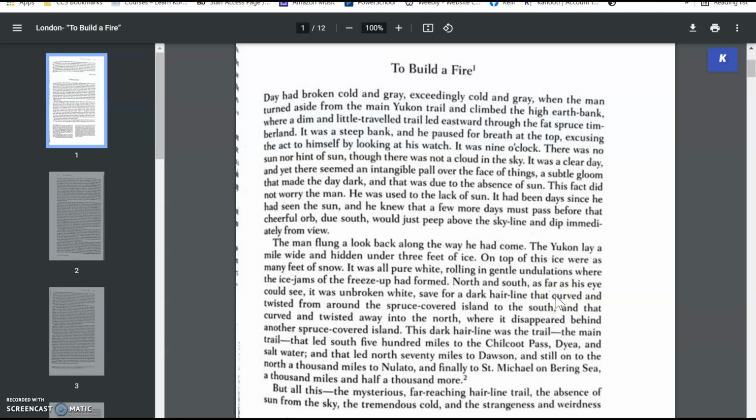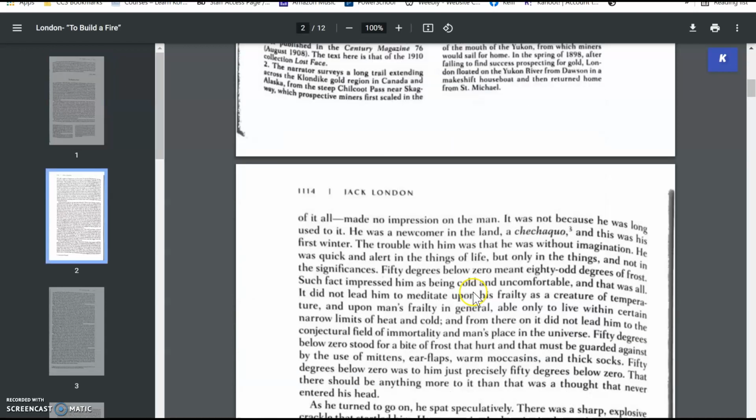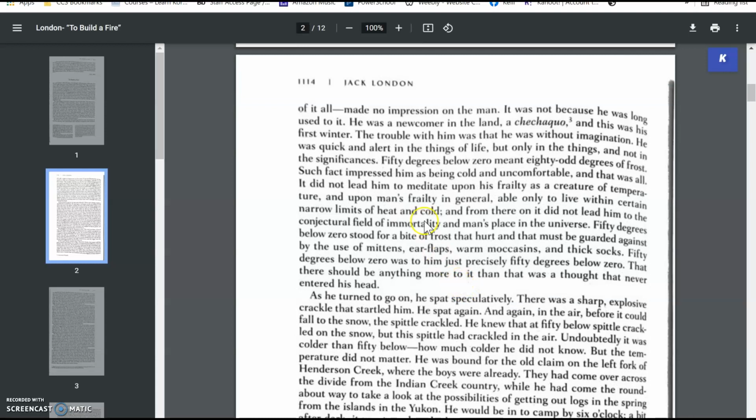Now, this guy had been in places before. He was used to the lack of the sun. He had some idea of the terrain and whatnot, but it was the extreme cold and the extreme isolation that he wasn't used to here. So, looking at this, it says, at the top of page 1114, it was not because he was long used to it. He was a newcomer in this land, a chechaquo, and this was his first winter.